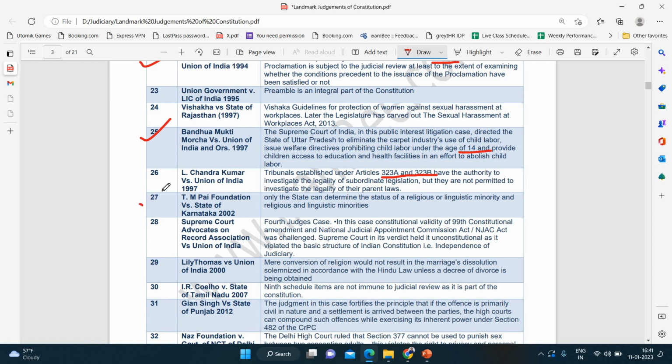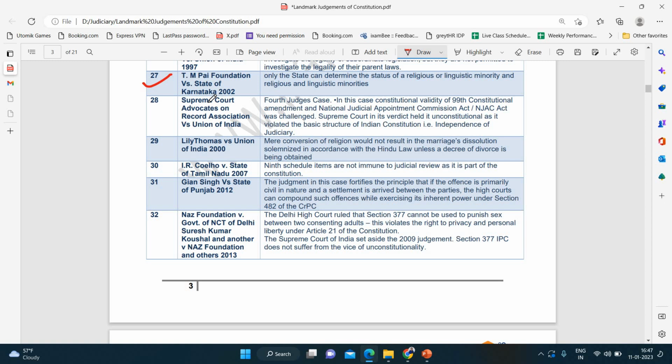Then moving to 27th case law, T.M.A. Pai Foundation versus State of Karnataka. Here only the state can determine the status of a religious or linguistic minority. Judgment 28, Supreme Court Advocates on Record Association versus Union of India. This is also called Fourth Judges Case.